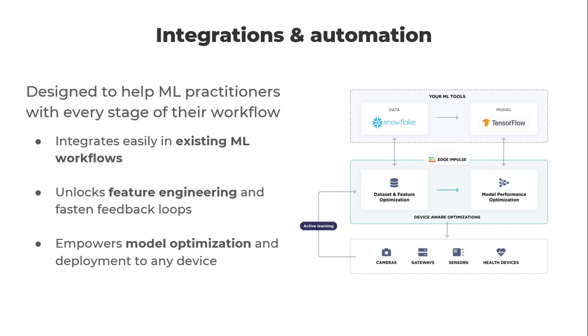We unlock feature engineering and a fast feedback loop. As soon as you make a change in your architecture, you can validate it will be working on your targeted edge device, and it empowers model optimization and deployment to any devices, as long as the operations are supported by the microcontroller.